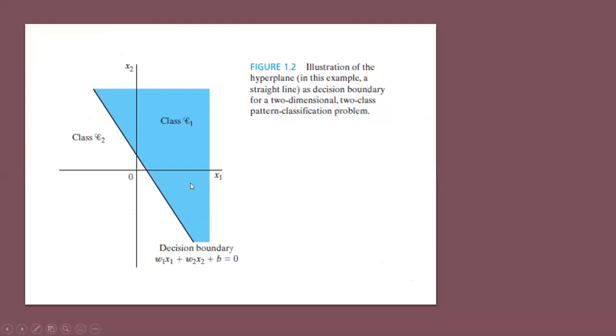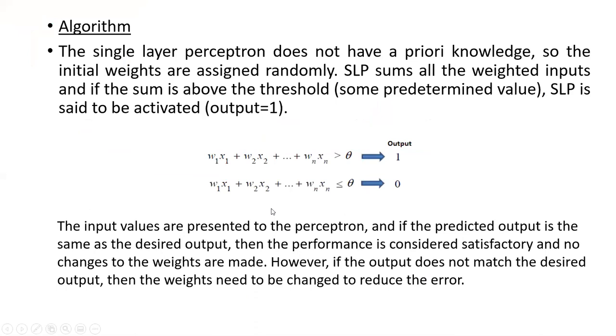So now we will go through the algorithm. Here, if the value is greater than the threshold, that value is classified as 1. If the value is less than the threshold, we classify it as the output value 0. Okay, so this is the simple algorithm for a single layer perceptron.